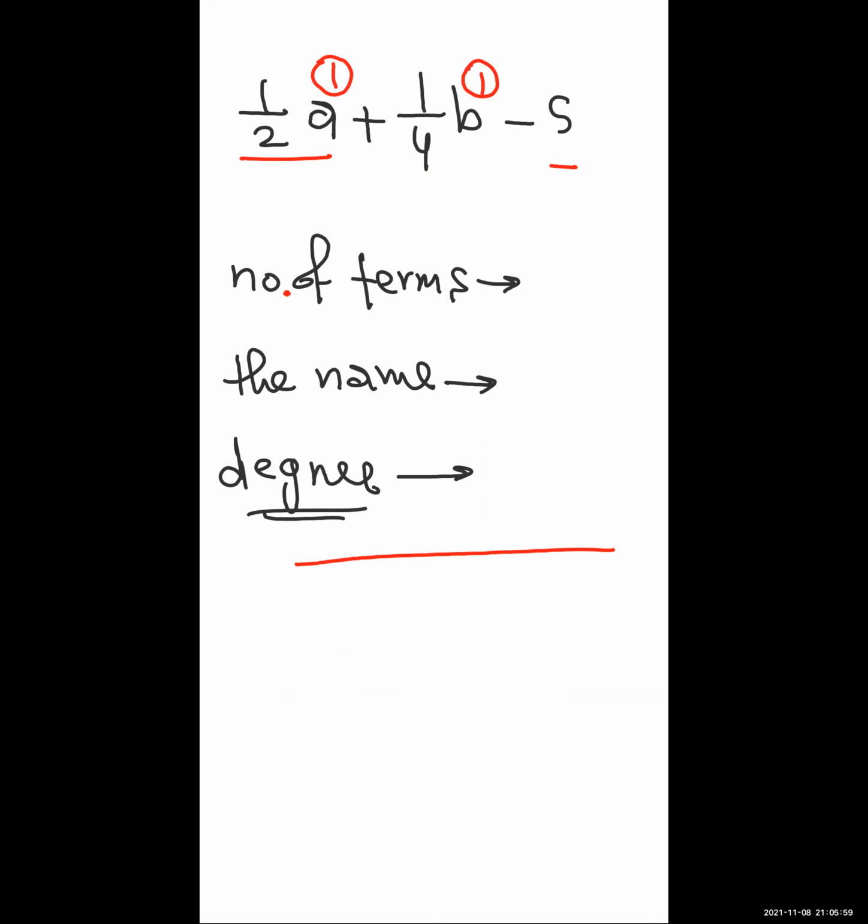No, the coefficient is the number which is before the variable, like this, 5. The coefficient of this term is 5.